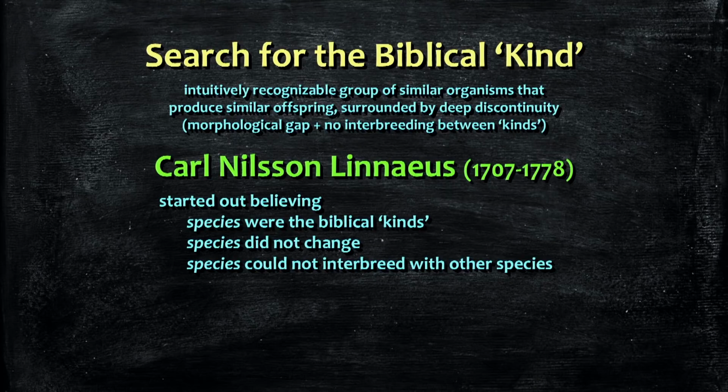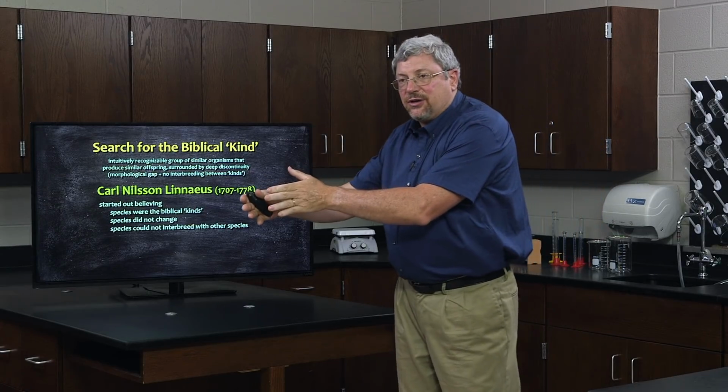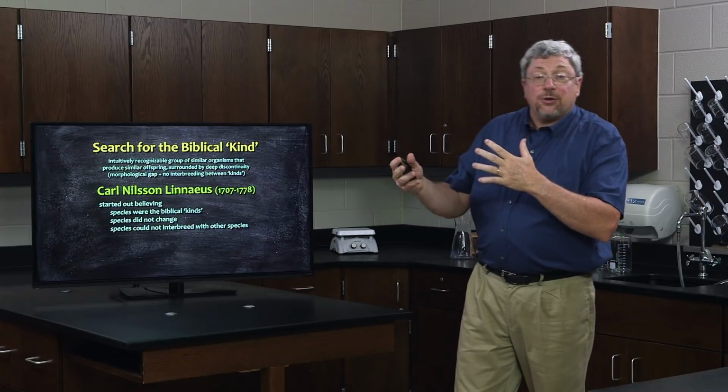He then would say that if that's true, species shouldn't change, because biblical kinds don't change; they persist through time. He would also conclude that species shouldn't be able to interbreed with other species, because created kinds are supposed to be separated from other created kinds by a deep discontinuity. They don't cross with other species or other created kinds.